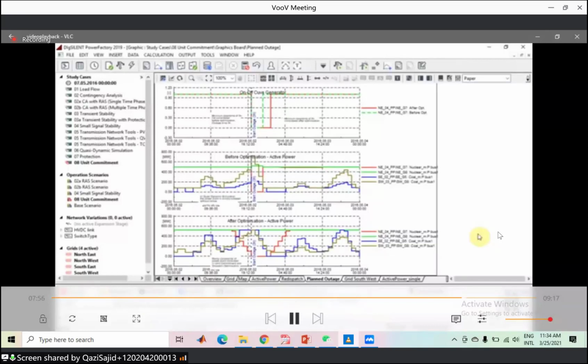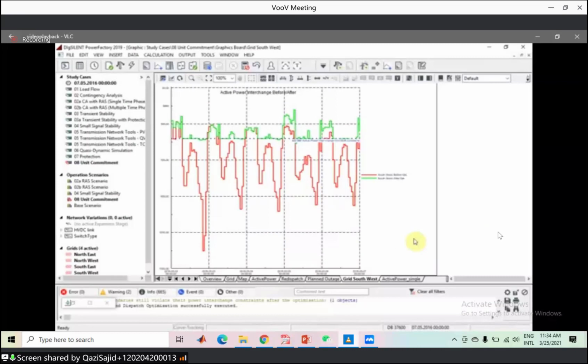This plot shows the interchange of the southwestern part of the network with the rest of the system. We have defined a soft constraint of between minus and plus 400 megawatts for the interchange, and we can see how this constraint is respected.